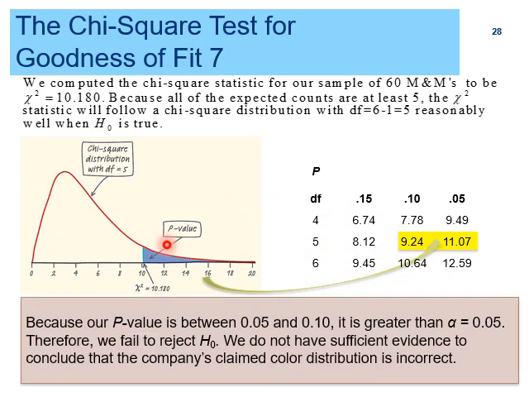So now because our p-value is between 0.05 and 0.10, and this is greater than alpha, that is 0.05, therefore we fail to reject the null hypothesis. We do not have sufficient evidence to conclude that the company's claimed color distribution is incorrect.